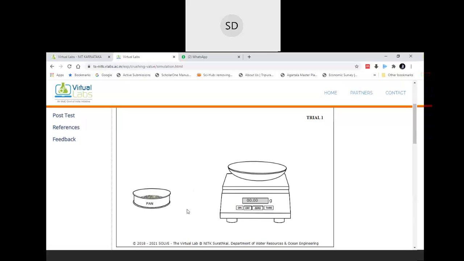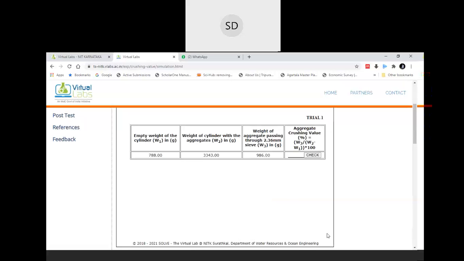So first you have to clear this. Then these are the material which passes through 2.36 mm IS sieve. You have to place it over there and take the weight. So that is your W3, that is 986 gram.